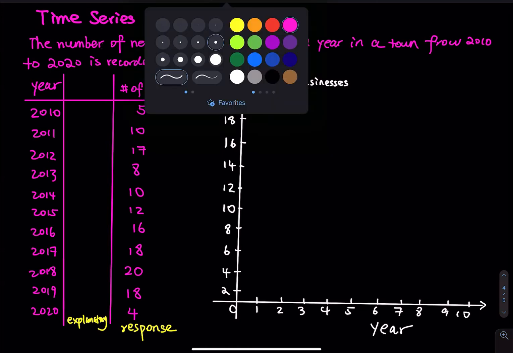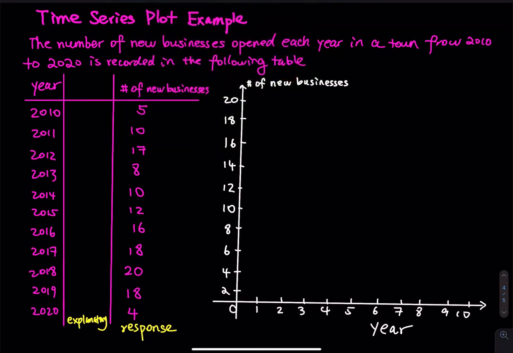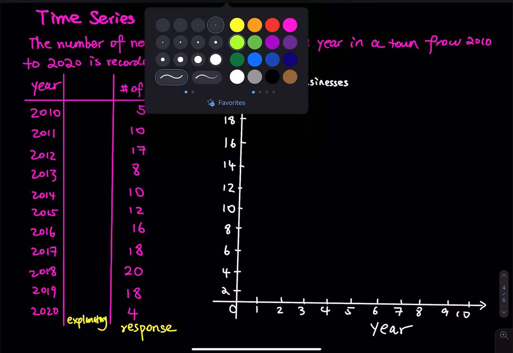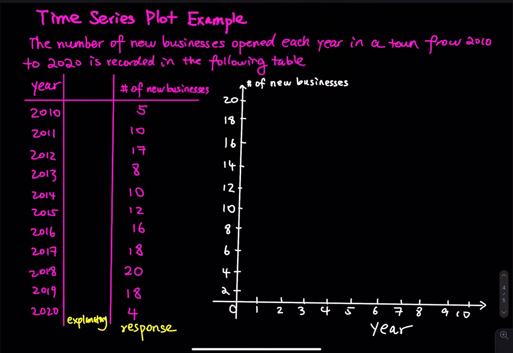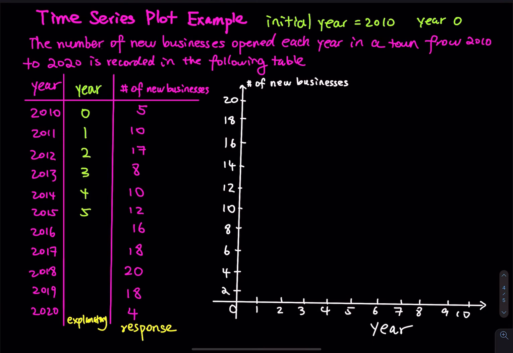Let me switch color. So let's switch to green. So this one, the initial year is 2010, right? And then we make a note for myself. The initial year is 2010. So we call that time year 0. So 2010, I call that year 0. And then 2011, which is the next year, I call that year 1, and then 2, 3, 4, 5, 6, 7, 8, 9, 10, from year 0 to year 10.